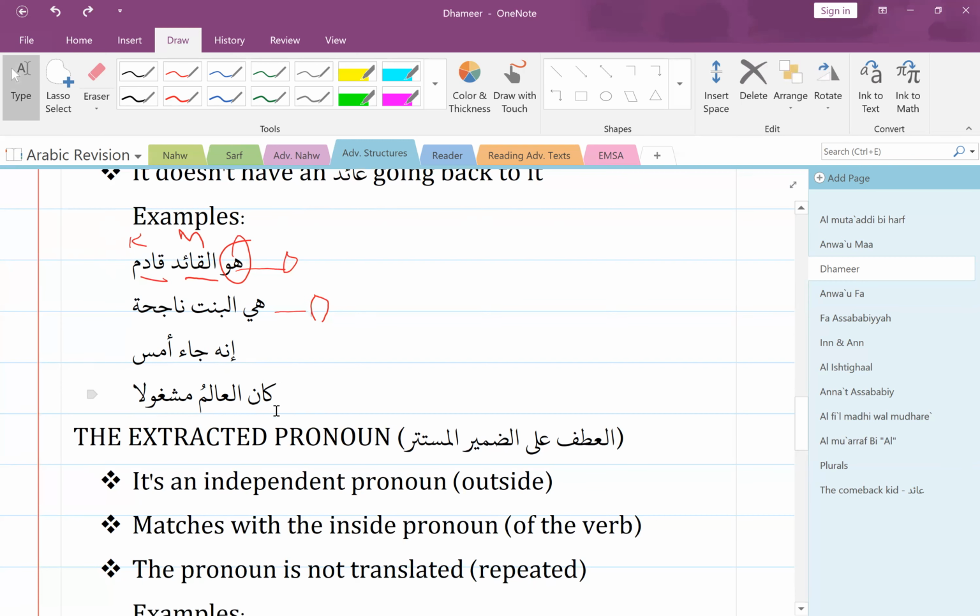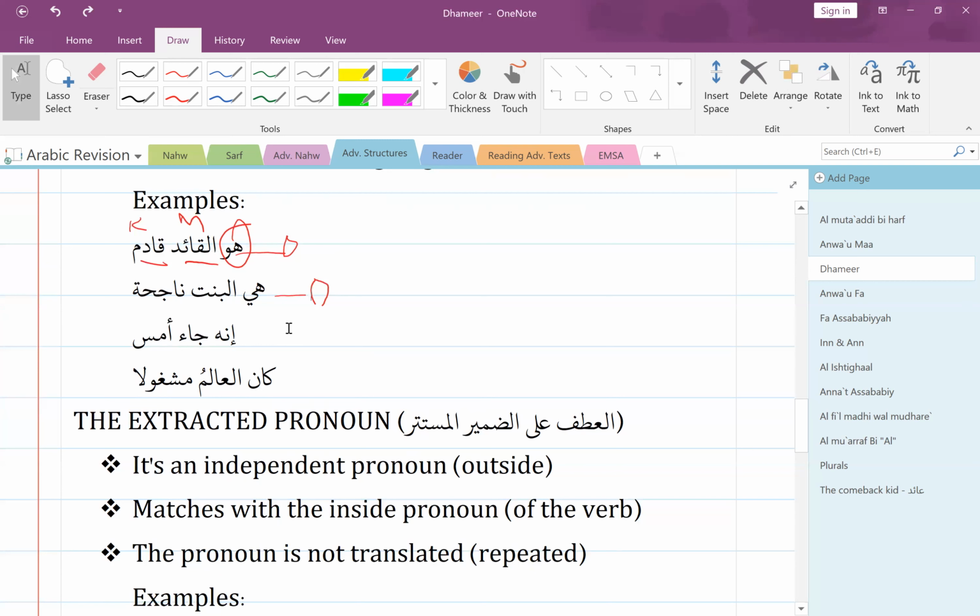So this is harf of nasab. Then we look at how does it come as an inside pronoun. So I said it comes as an inside pronoun, outside pronoun, or attached pronoun. We've seen outside pronoun, we've seen attached. Now we can look at inside pronoun. For example, كان العالم مشغولا. كان العالم مشغولا. So علم يعلم علما فهو عالم, a scholar, somebody who knows a lot, a knower. كان العالم مشغولا. So let's take a scenario.